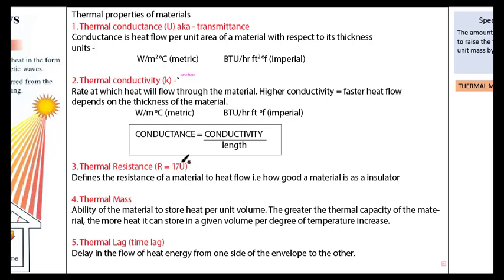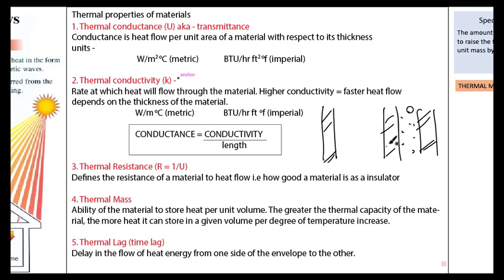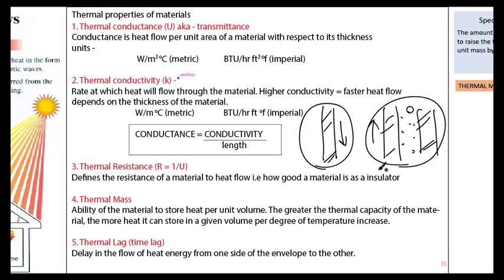And the next term is thermal resistance. If I have a simple brick wall, and then a simple sandwiched brick wall with some insulating material in between. We all know what an insulator is. It delays the heat transfer. So here the resistance of this wall is less and the resistance of this wall is high, which means heat will get transferred easily in this wall and will take more time to get transferred in this wall, which means its resistance is high and this one's is low. Thermal resistance defines the resistance of a material to heat flow, that is how good a material is as an insulator. R is given by 1 by U. It's the reciprocal of thermal conductance.